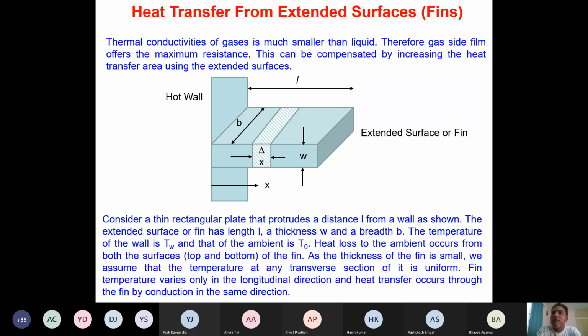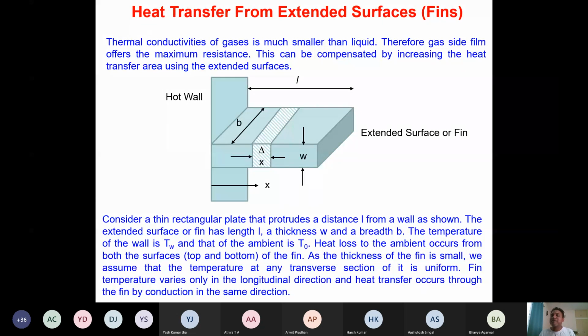So that means we wanted to have a higher rate of heat transfer Q. That can be increased by increasing U or h, or else by increasing the heat transfer area. Both are going to give me a higher rate of heat transfer, isn't it? That is the idea used in extended surfaces and fins. Here, instead of increasing the heat transfer coefficient, the focus is on increasing the heat transfer area.